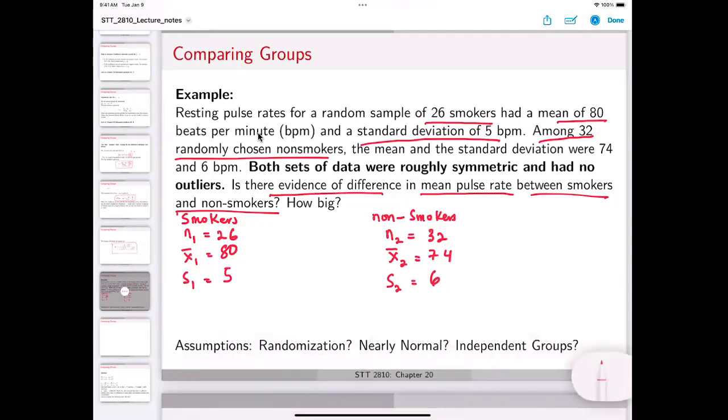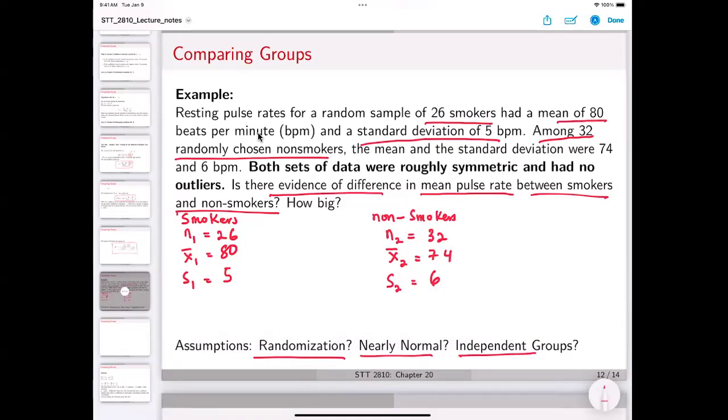These assumptions, we've spoken about them when we were dealing with the one sample mean t-test. So what are the assumptions? I wrote them here so you could remember. We have randomization, and we've already been told that it's a random sample. Then nearly normal, we know, because the data are roughly symmetric and had no outliers, so this nearly normal condition is also satisfied. And then are the groups independent? Yes, because these are smokers and the other people are non-smokers. So you can see these assumptions have been met.